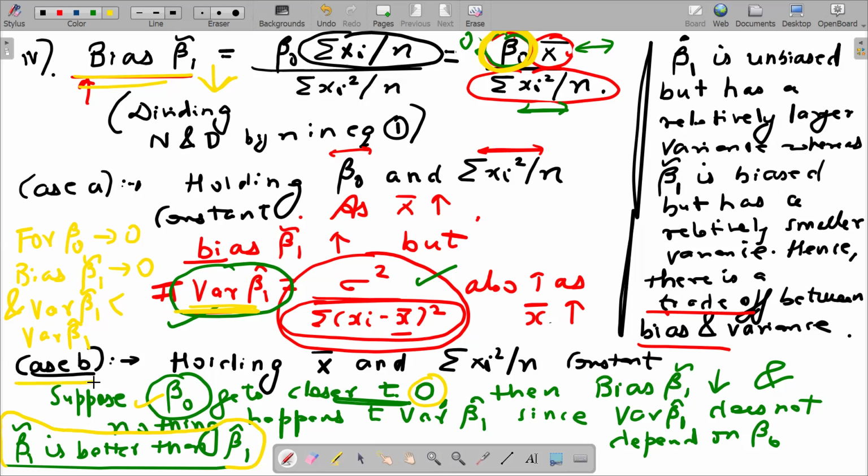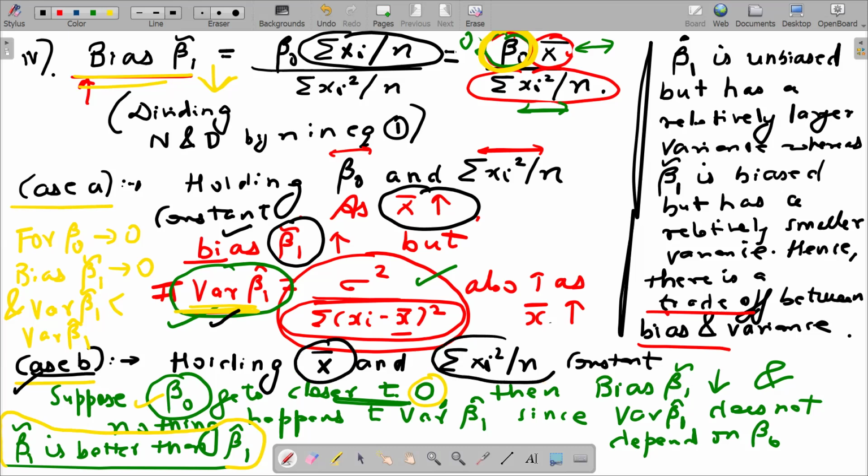for case B. For case A, I can't say anything, because for case A, when x bar was going up, beta 1 tilde was becoming more biased, but beta 1 hat was having a higher variance. So again, I was facing a trade-off. In case B, I am not facing any trade-off, because holding x bar and summation xi square by n constant, when beta naught is getting closer to 0, beta 1 tilde is having a lower bias. Its variance is still less than the variance of beta 1 hat. So in both cases, beta 1 tilde will be a better estimator than beta 1 hat.